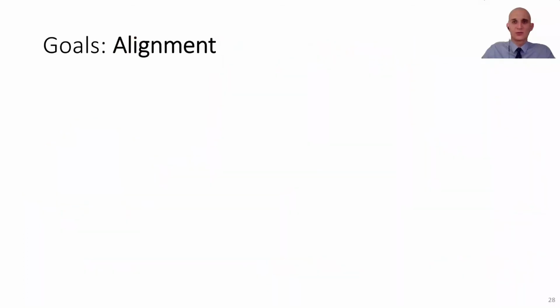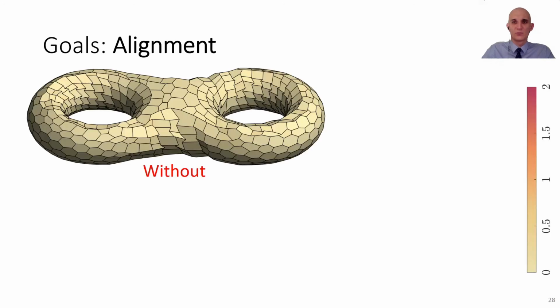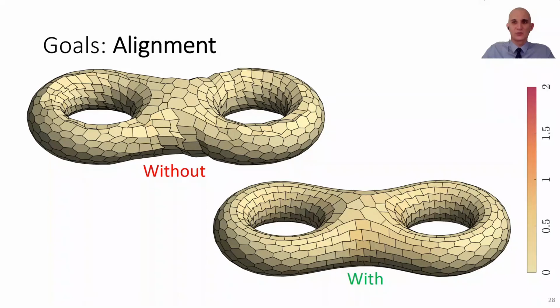To see the importance of the alignment, consider the following example. Here we compare the result without and with the alignment constraints. The colors here correspond to planarity error measured per face. Note that without the alignment we still get planar hexagons, but the PH mesh does not approximate well the input surface.